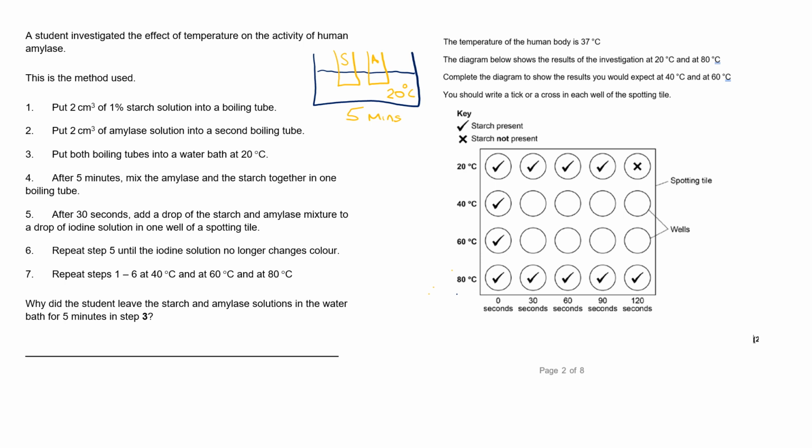Now, the way in which the practical works is that the enzyme amylase digests the starch. And so in the first instance, you would expect the iodine to show blue or black because the starch is present. But over time, as the enzyme digests the starch, you would expect the iodine to stop being blue-black and change to the browny colour. And in this practical, we're recording every 30 seconds whether the starch has been digested or not. So the first question here asks you, why did the student leave the starch and amylase solutions in the water bath for 5 minutes?